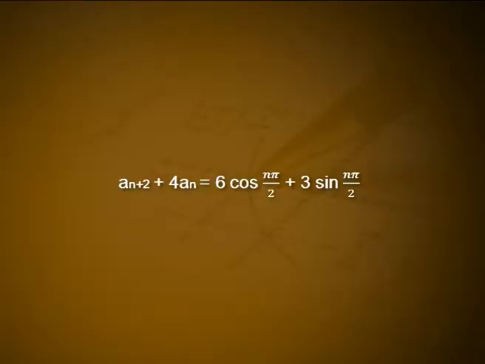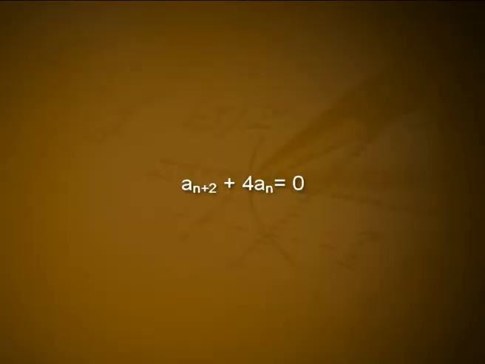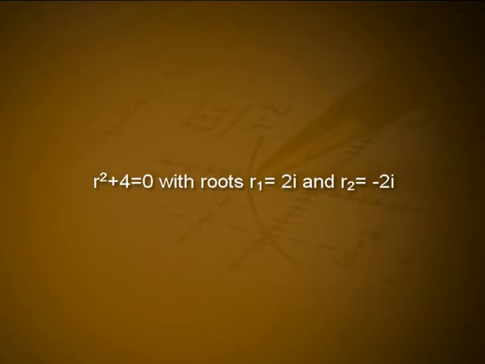Problem: consider the recurrence relation a(n+2) + 4 an = 6 cos(n pi/2) + 3 sin(n pi/2). Solution: the associated linear homogeneous equation is a(n+2) + 4 an = 0. The characteristic equation of this recurrence relation is r^2 + 4 = 0 with roots r1 = 2i and r2 = -2i.